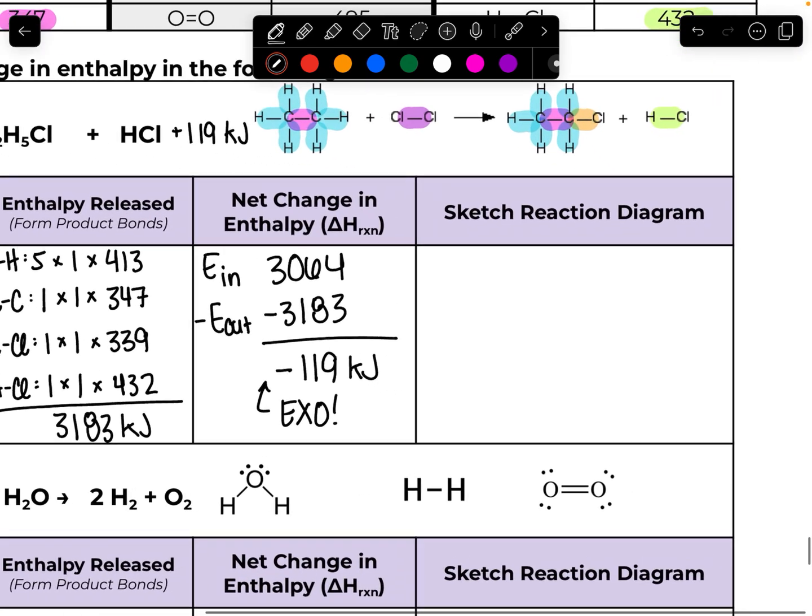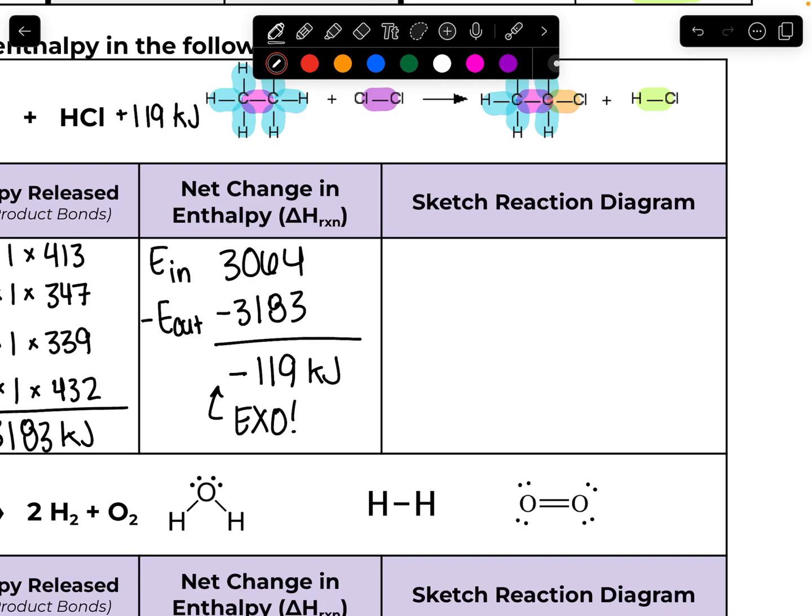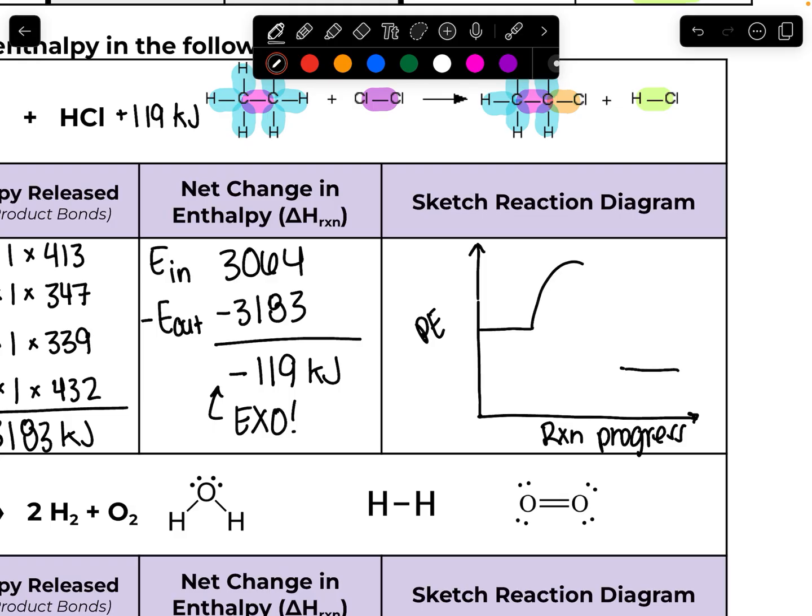So if I want to sketch my reaction diagram, my potential energy diagram, all I have to do is just a rough sketch here. This is my reaction progress, what happens to the reaction over time. Potential energy goes on my y-axis. And because this is an exothermic reaction, I know that my reactants are going to start higher in energy than my products. And then all I have to do is just put in my little labels. Here's my activation energy. I don't actually know what the value is, so I'm just going to draw a general curve right there, and this is my delta H.